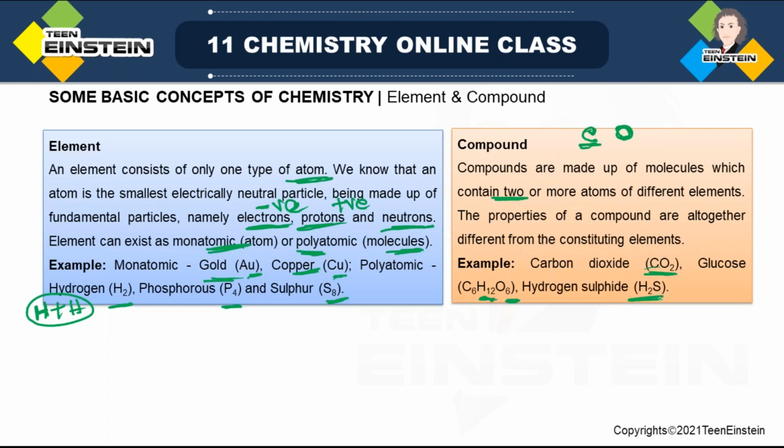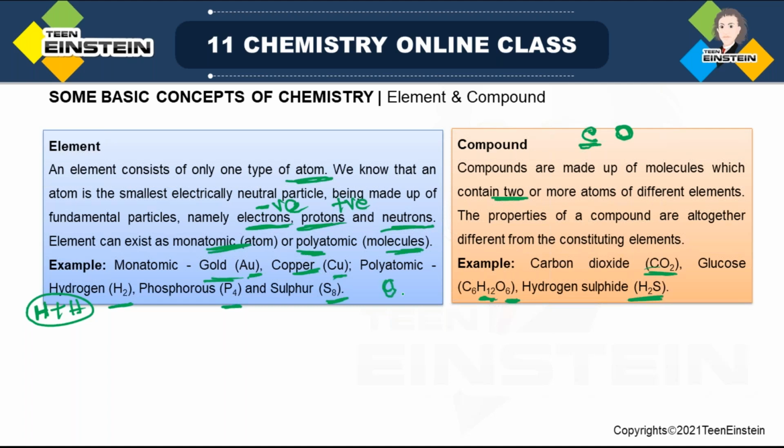Hydrogen sulfide, H2S. Two different elements are present. Hydrogen, of which two atoms are present. The second element is sulfur, of which only one atom is present. So in a compound, you can see at least two elements must be present, but in an element it is always a single element. The atom number may vary. Depending on that, under element we have seen polyatomic and monoatomic.